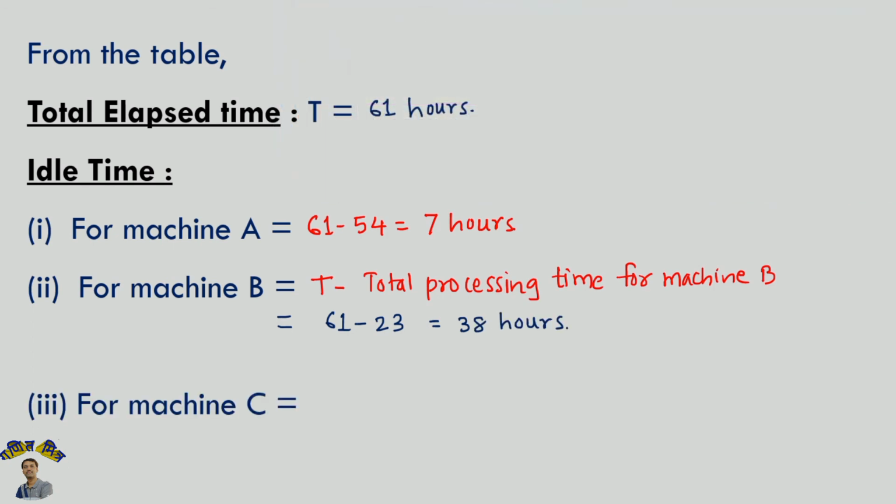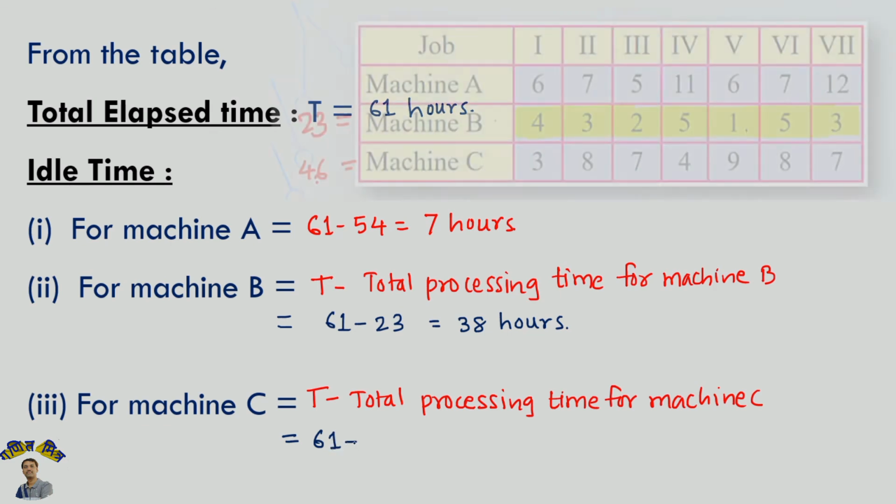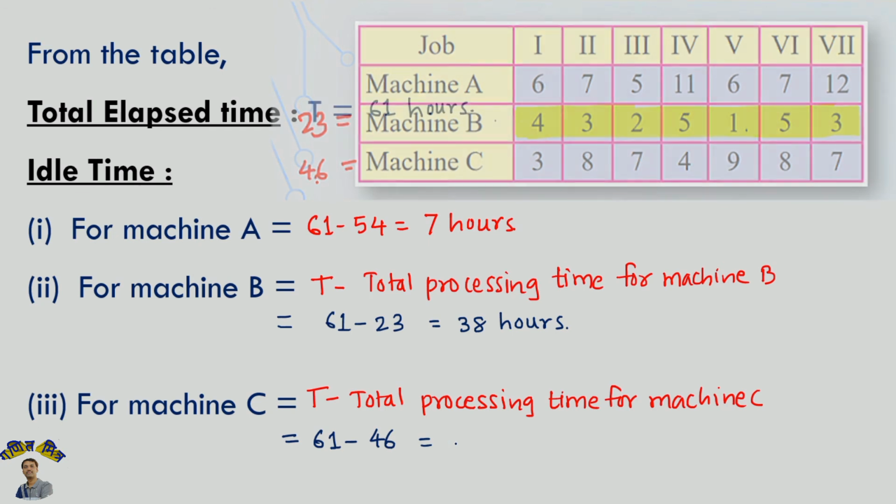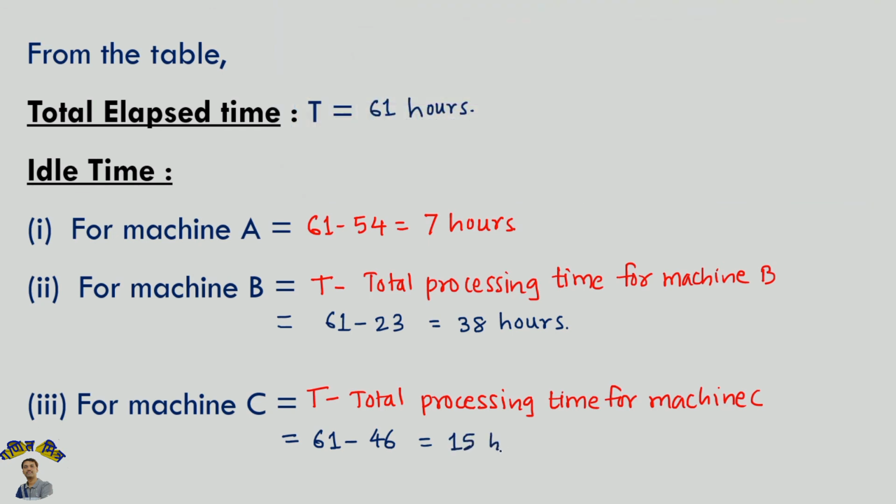So we can write for machine C, idle time is T minus total processing time for machine C. So this is equal to T is 61 and the total processing time for machine C is 46, and therefore the difference is 15 hours. Okay, so these are the final values. 61 hours is elapsed time, 7 hours is the idle time for the first machine, 38 hours is idle time for the second machine, and 15 hours is the idle time for the third machine.